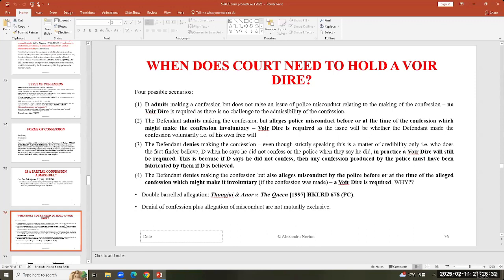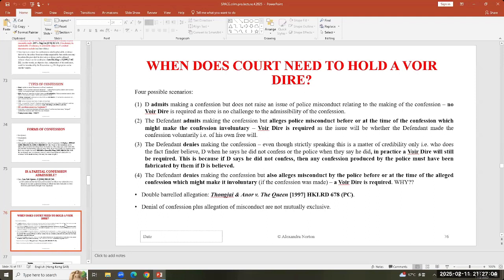If he denies he confessed, actually, we still do need a voir dire, even if he doesn't allege any beatings, inducement, etc. Because if the defendant says, I did not confess, and the police said, yes, you did, then the logical conclusion of that must be, if the defendant's telling the truth, they have fabricated this confession. So that's why you need a voir dire, right? So that the judge can consider whether it's fair to introduce this confession or not.